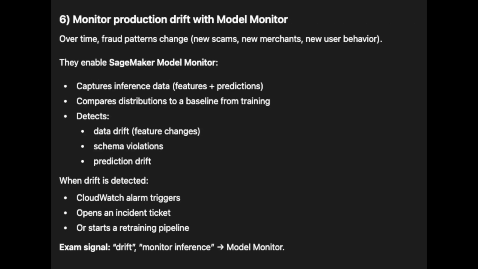Number 6, monitor production drift with Model Monitor. Over time, fraud patterns change: new scams, new merchants, new user behavior. They enable SageMaker Model Monitor, which captures inference data, features plus predictions, compares distributions to a baseline from training, and detects data drift, feature changes, schema violations, and prediction drift. When drift is detected, a CloudWatch alarm triggers, opens an incident ticket, or starts a retraining pipeline. Exam signal: drift, monitor inference, Model Monitor.